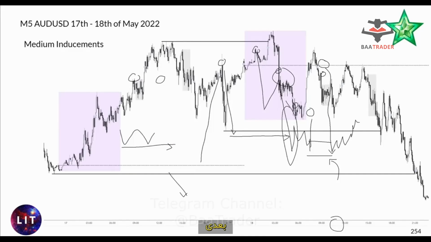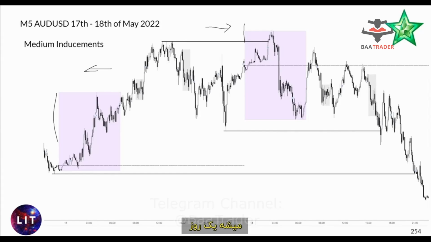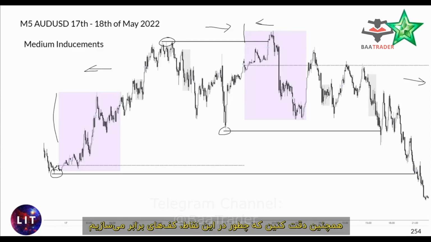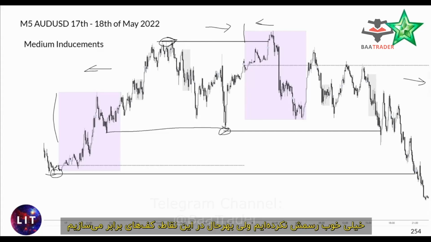Okay, next one, we're going to go over some medium inducements. So again, this is one day, and then from here to here is one day, and then from here to here is another day. So these points here, here, and here are all from the previous day's structure. Also notice how we build equal lows at these points and equal highs at these points, and equal lows at these points.